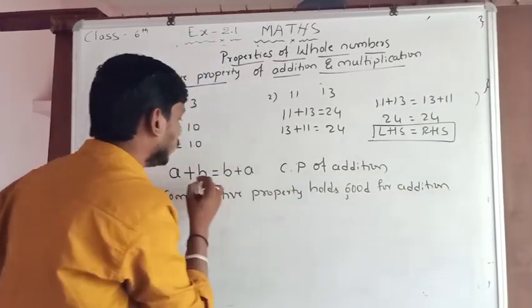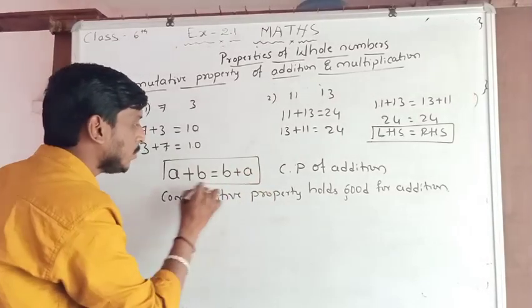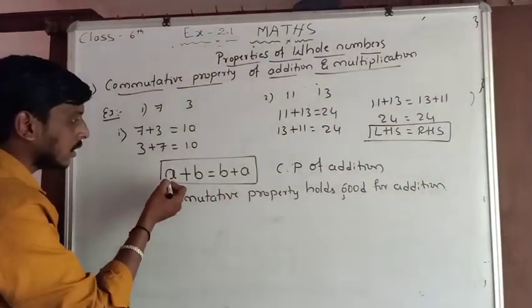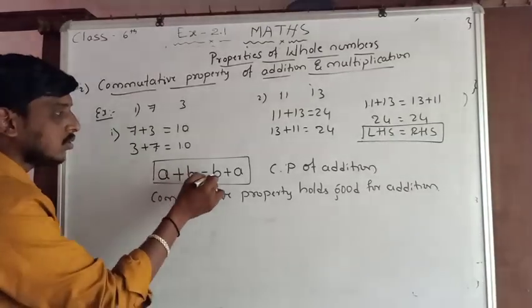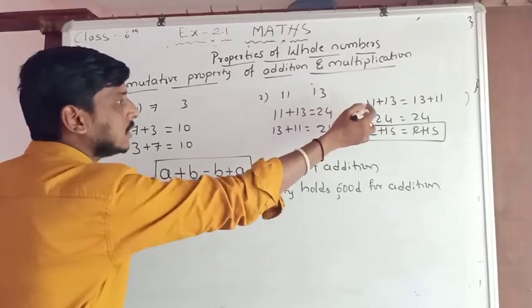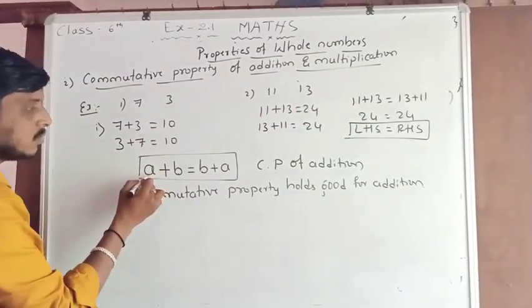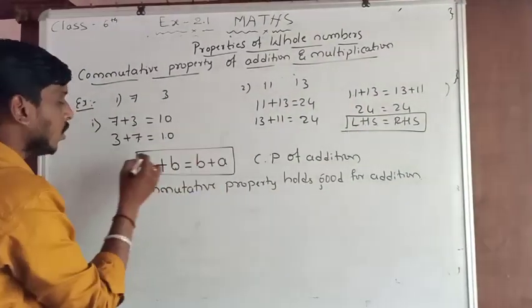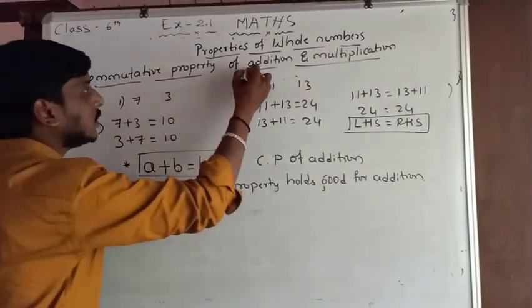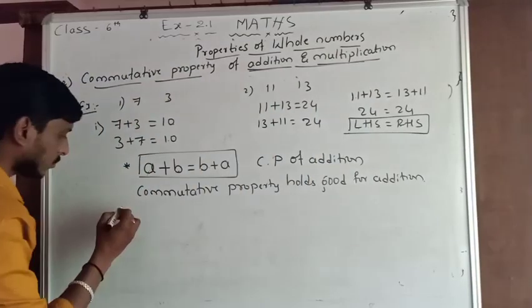Okay, so this is the commutative property. Keep in mind, it will come also next in higher classes. A plus B equals B plus A. Don't go for remembering these examples; the main thing is the formula, A plus B equals B plus A. Addition is over. Next, multiplication.